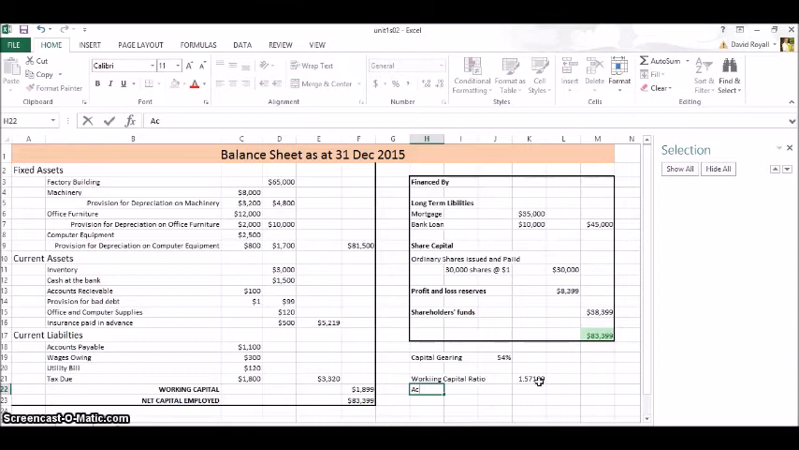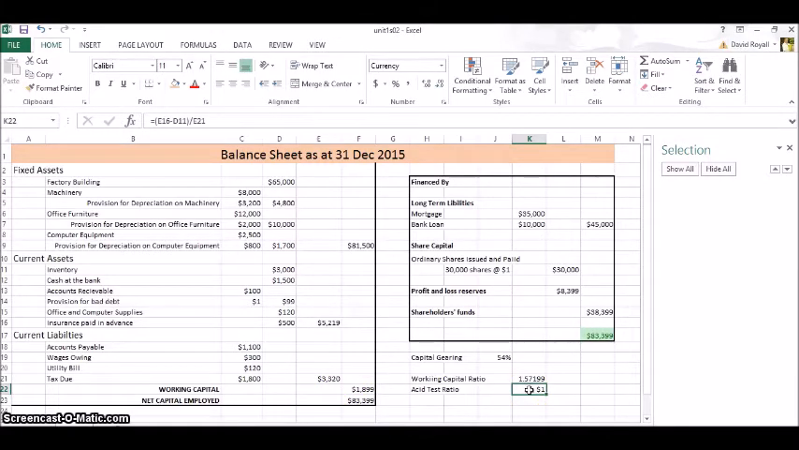The acid test ratio, this is how you build up a formula, is exactly the same, except we don't include inventory in the current assets. So that's equal to, I'll open the bracket, the current assets minus the inventory, close bracket, divided by, it's a forward slash symbol, the total current liabilities, and there we get the figure 1.